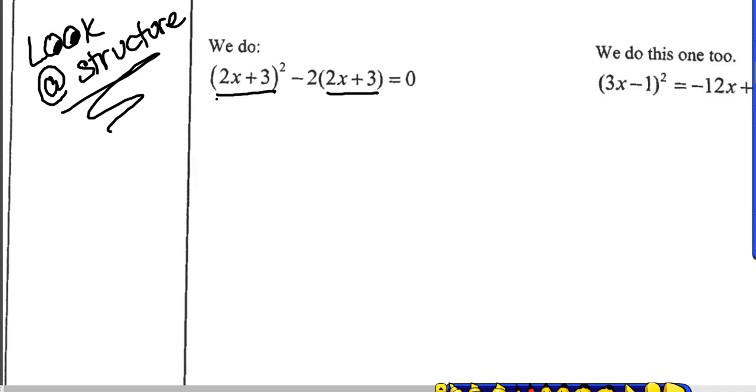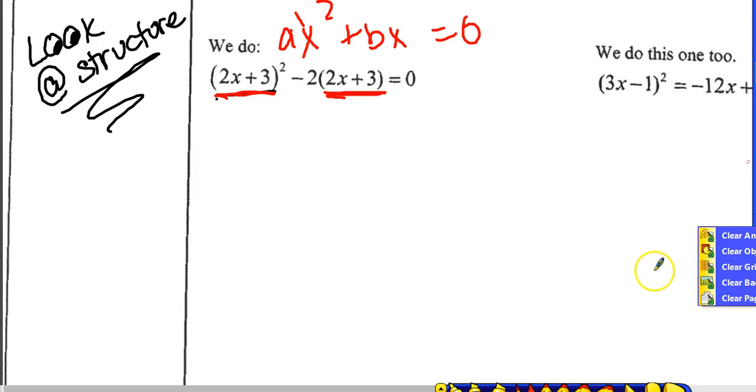by using what we call substitution. So I'm going to say we can see that this is basically structured in ax squared plus bx equals 0. It doesn't have the c, but that doesn't matter. Okay, so I pretty much actually could factor out what was there. It could, but I would rather not do that. So what I'm going to say is this.